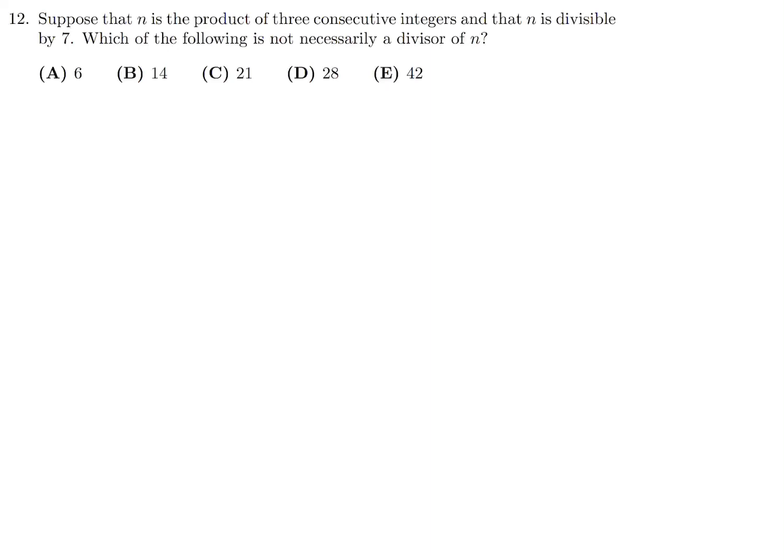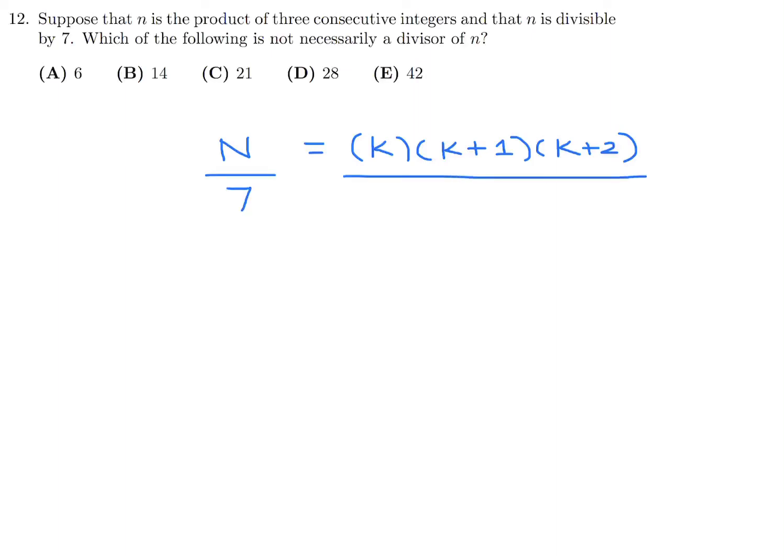Suppose that n is the product of 3 consecutive integers and that n is divisible by 7. Which of the following is not necessarily a divisor of n? So we have n, and they're saying it's the product of 3 consecutive integers. So k times k plus 1 times k plus 2. And this n is divisible by 7, which means that if you divide it by 7, it will give an integer value. So that's basically what the question is telling us so far. Now they're saying, which of the following numbers is not necessarily a divisor of n?